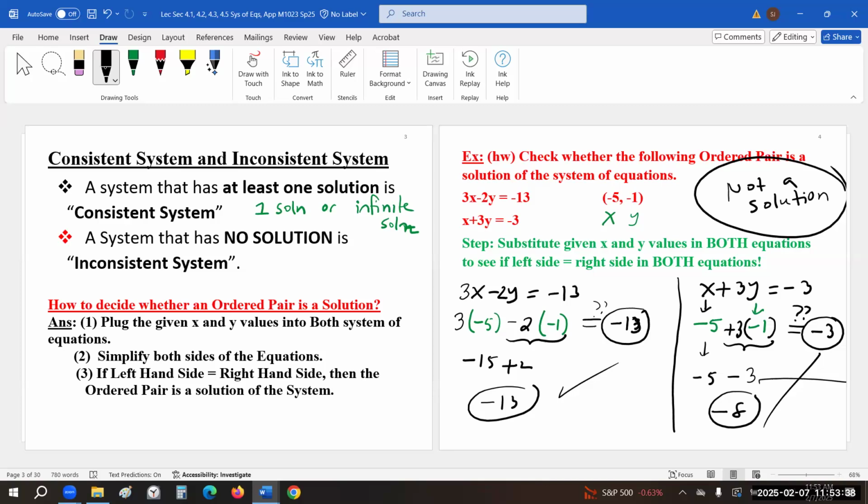In order to be a solution, both equations have to give you the same number on the left side and right side. So that's how we verify. Once you solve the system of equations, you can verify by yourself whether the solution is correct or not by substituting them back into both equations and seeing if the left side equals the right side. If not, you did something wrong, so redo your work.